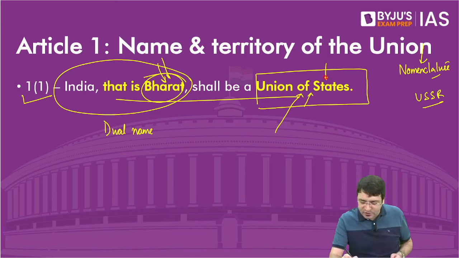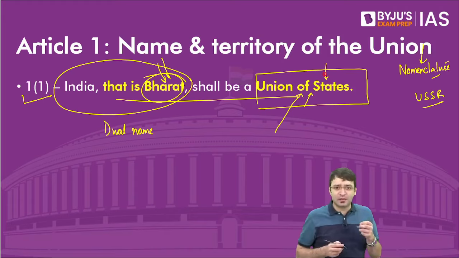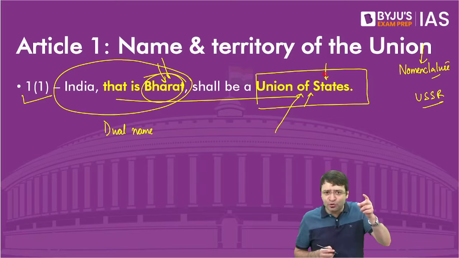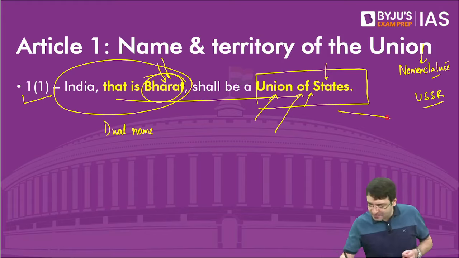This is where there was a heated debate in the Constituent Assembly. Dr. B.R. Ambedkar was the architect of the Constitution. He was asked, why have you used the phrase union of states? Does that mean our Constitution is unitary?